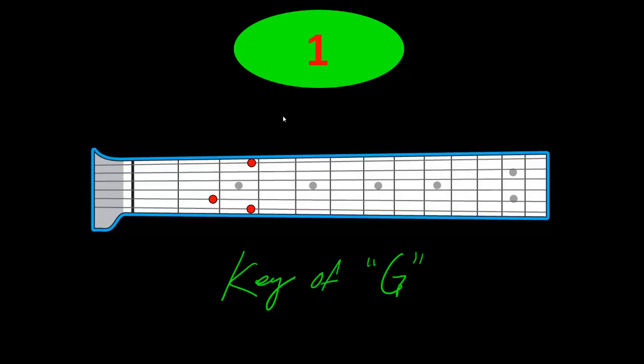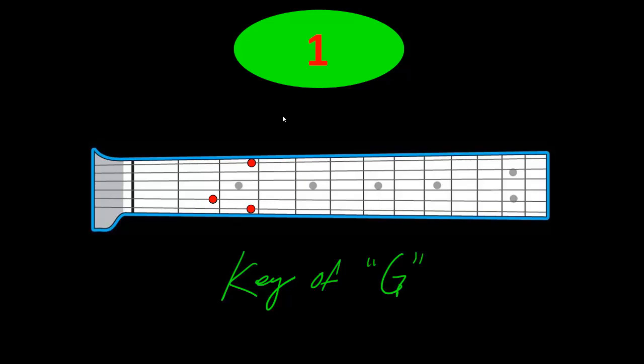Let me go through the rest of the chords in the key of G. Here's the 4 chord. Here's the 5 chord. Here's a 6 chord, 2 chord, 3 chord, flat 7 chord. Those are the chords in the key of G.